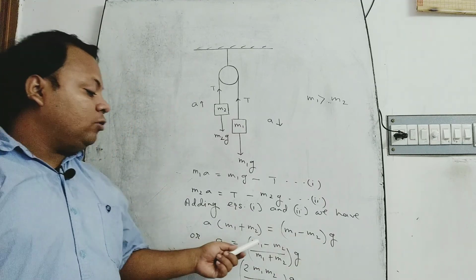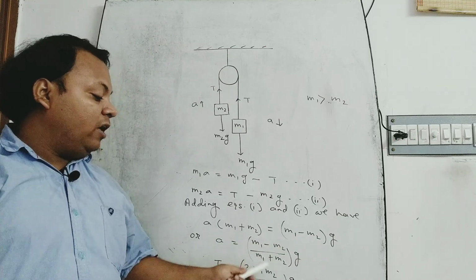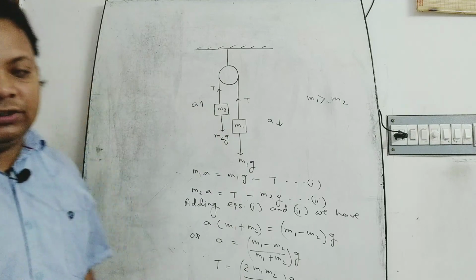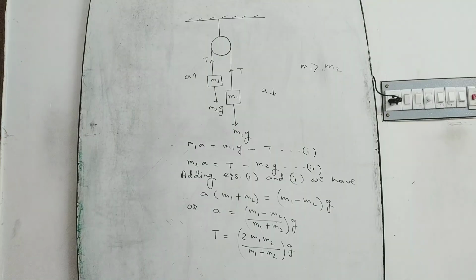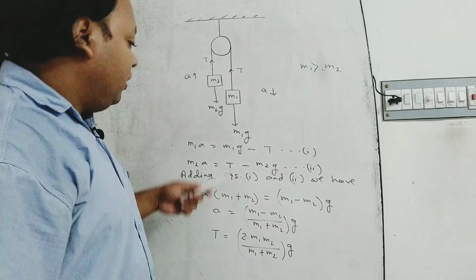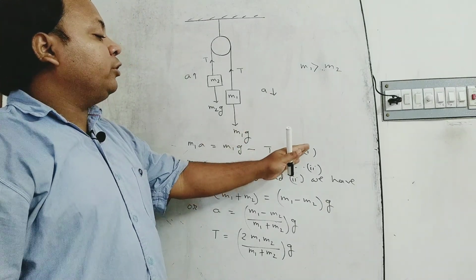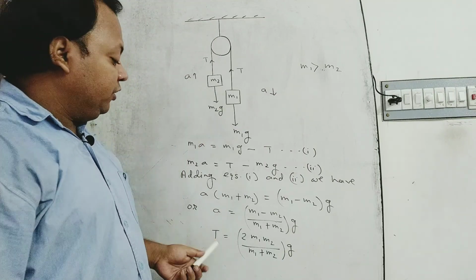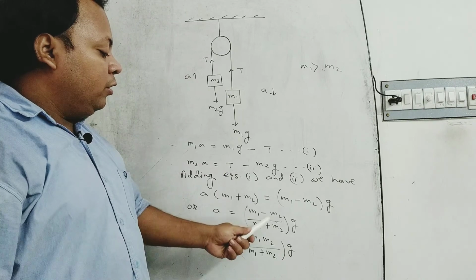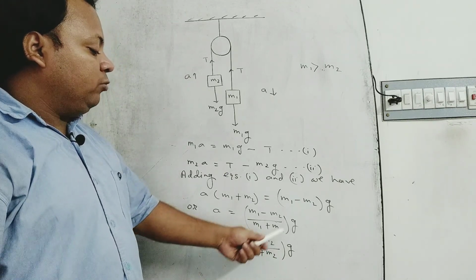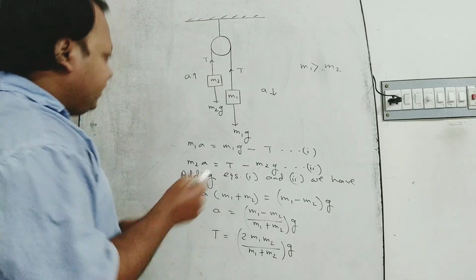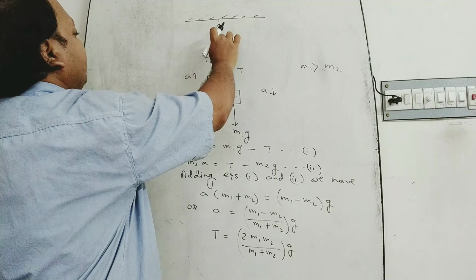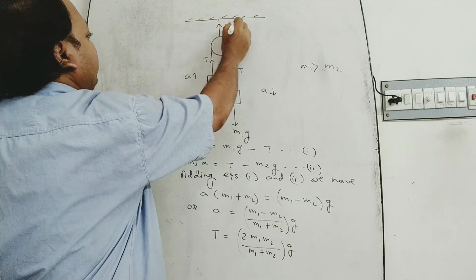This gives a = (m1 - m2)/(m1 + m2) × g. This is the acceleration of the two bodies. Now putting the value of a in either equation 1 or equation 2, we get the value of T, that is the tension of the string. T = 2m1m2/(m1 + m2) × g. The tension of the string which suspends the pulley is 2T.